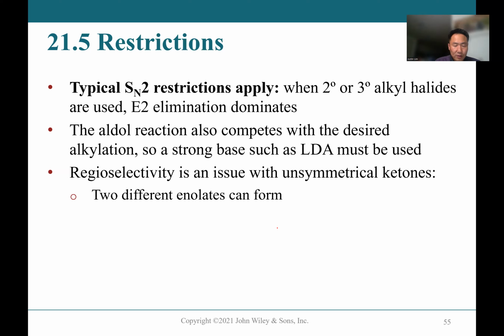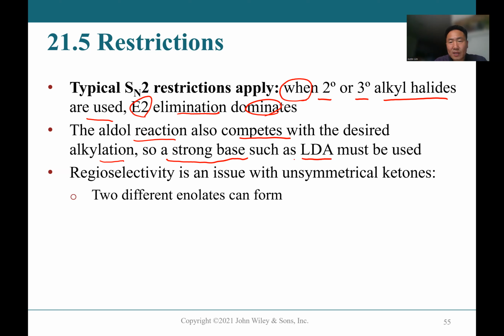The typical SN2 reaction applies when secondary or tertiary alkyl halides are used. E2 elimination dominates. Alkyl reactions also compete with the desired alkylation. So a strong base such as lithium diisopropylamide must be used. Regioselectivity is an issue with unsymmetrical ketones.